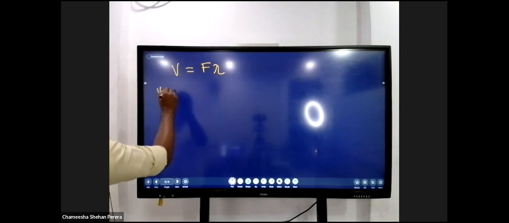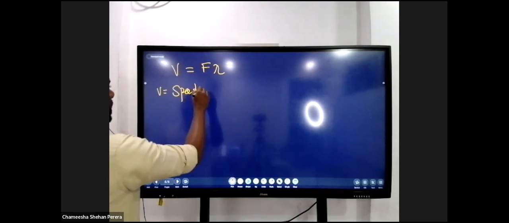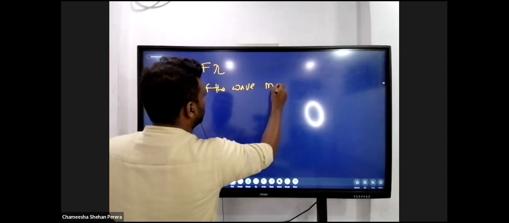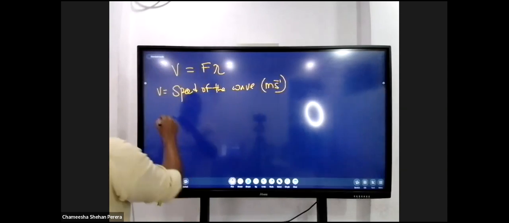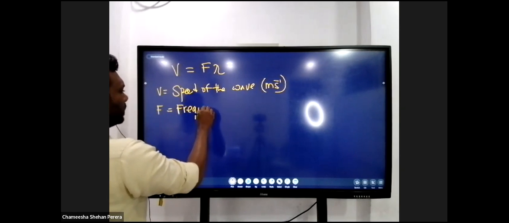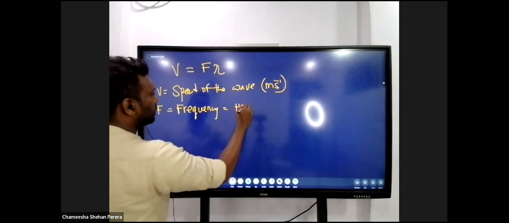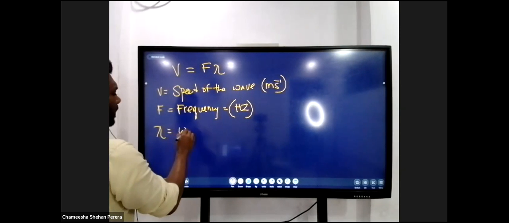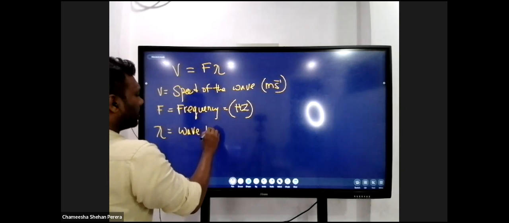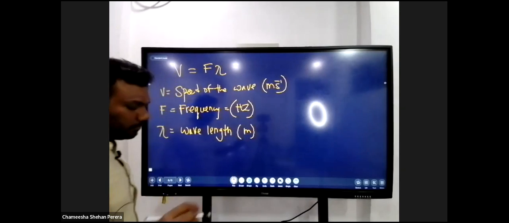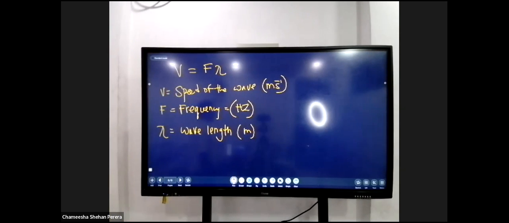V is the speed of the wave, measured in meters per second. f is frequency, measured in hertz. Lambda means wavelength, measured in meters. Quickly note it down.